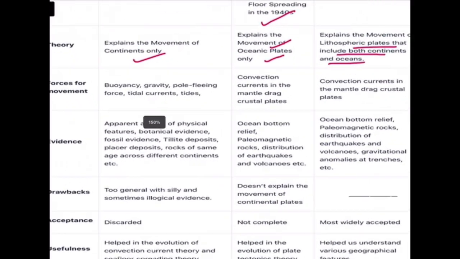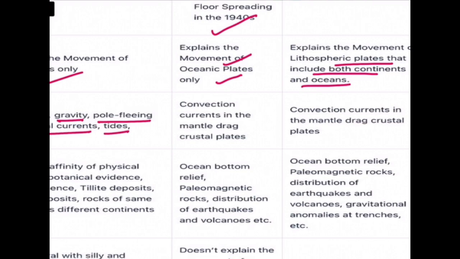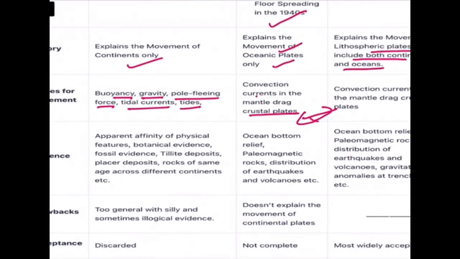Forces for the movement in continental drift theory are buoyancy, that is buoyant force, gravity, pole-fleeing force, tidal currents, and tides. The force involved in sea floor spreading theory is the convection currents in the mantle dragging crustal plates, and the force involved in plate tectonic theory is the convection currents in the mantle dragging crustal plates, that is, both are the same. Now the evidence found in continental drift theory are the apparent affinity of physical features, botanical evidence, fossil evidence, tillite deposits, placer deposits, rocks of the same ages across different continents, etc.